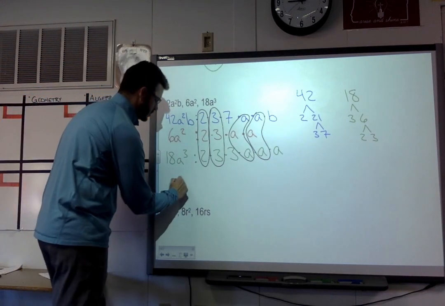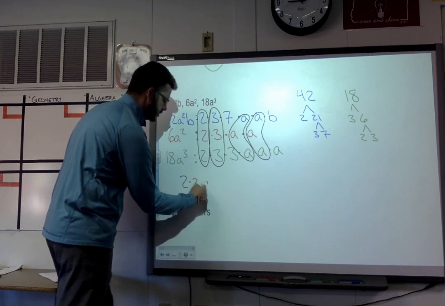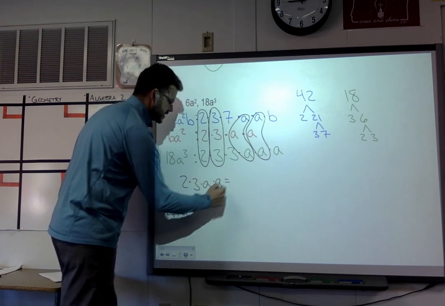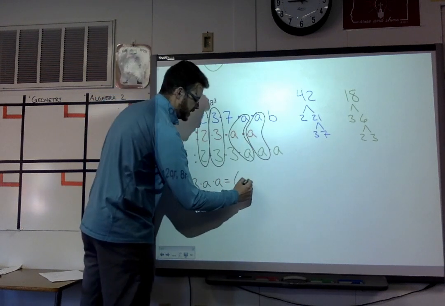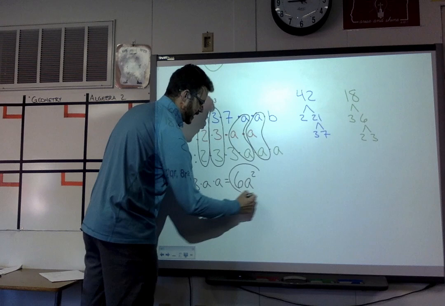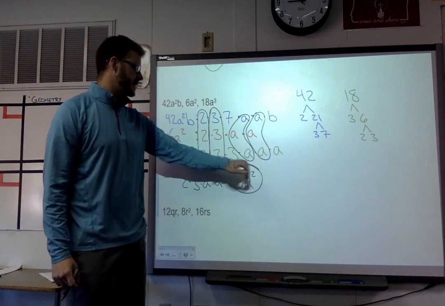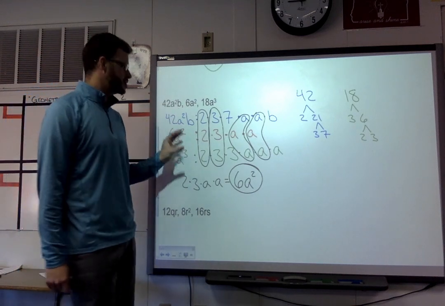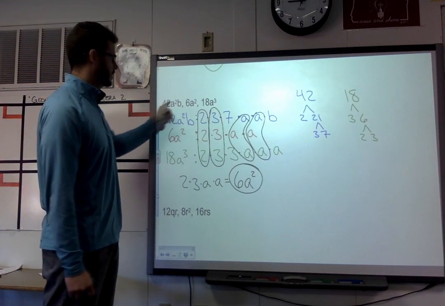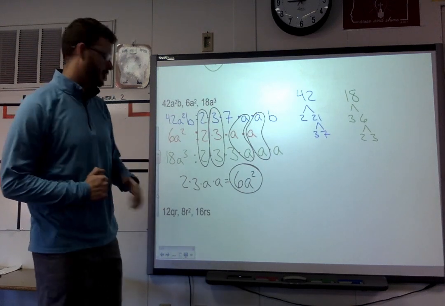So what we can do is multiply those all together. 2 times 3 times a times a. So 2 times 3 gives me 6. a times a gives me a squared. So again, that tells us that 6a squared is the greatest common factor. That is the largest number that can be multiplied into every single one of those monomials.